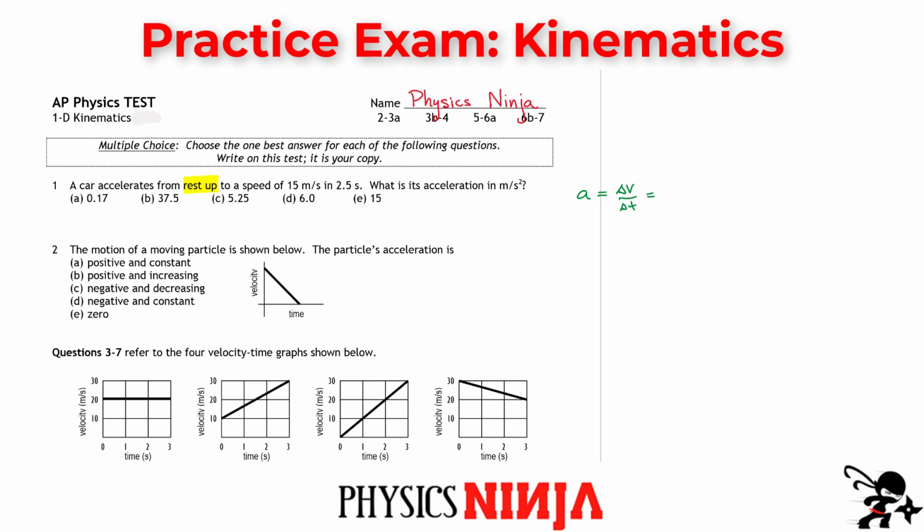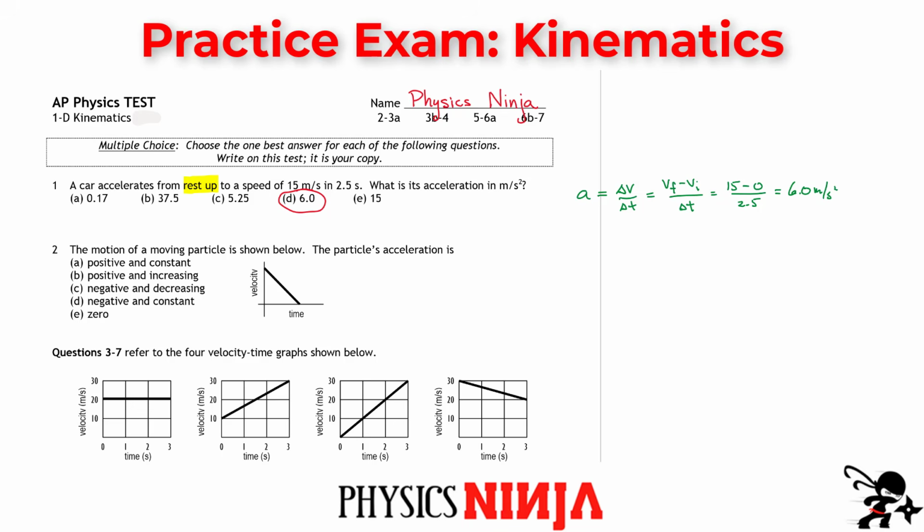Our change of velocity here, our final was 15, and a change is always a final minus an initial, over the change in time. So we've got 15. We started from rest, so we were at 0, and over 2.5 seconds. You put that in the calculator, you should get 6 meters per second squared. So the correct answer for this one should be D.